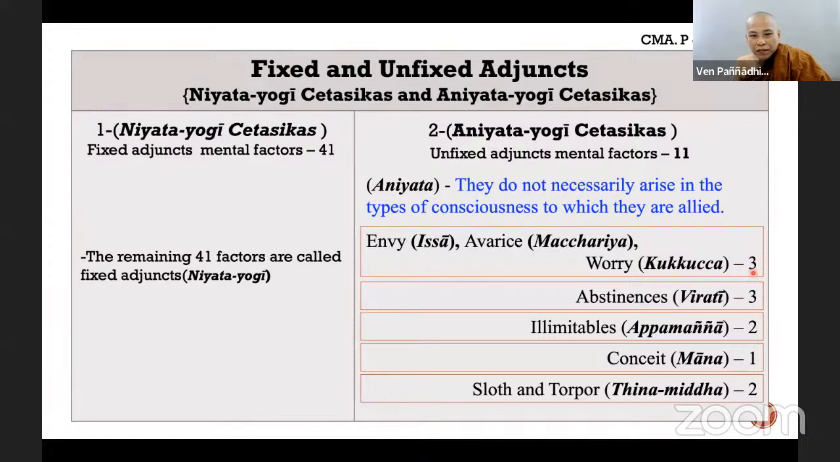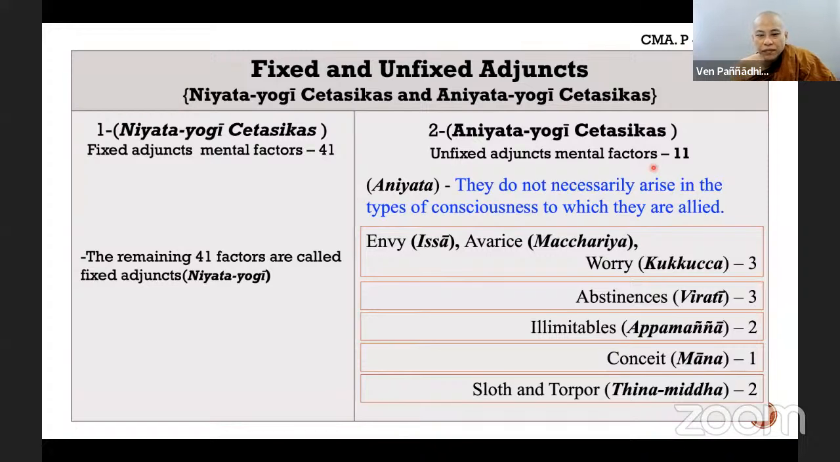So among the 14 unwholesome mental factors, Issa, Macchariya, Kukkucca, Mana, and Thina-middha, that is six, are aniyata, and the remaining eight are niyata. I mean, for lobha, associated with the eight lobha mula consciousnesses, whenever any of the eight lobha mula consciousnesses arises, lobha always accompanies it. That's why lobha is considered niyata. This is actually not difficult. You just need to know the eleven, and for the others, just keep the general principle in mind.